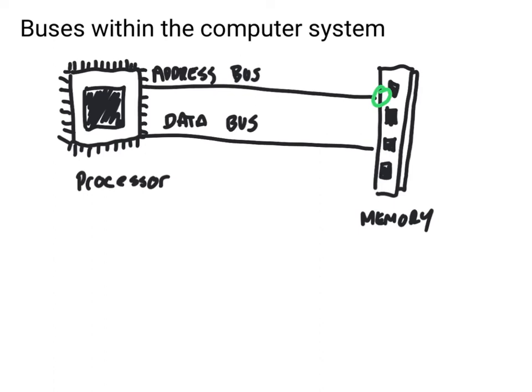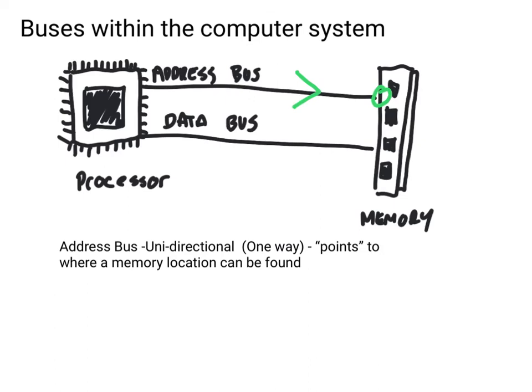It is unidirectional. This means that it can only travel in one direction. That's because the signals are always going to be sent from the processor. And so the processor might say, I need an instruction from address number 10. And the address bus will point to where that is in memory. It then might say that the next instruction needs to come from address number 515. Again, the address bus points to that exact location.